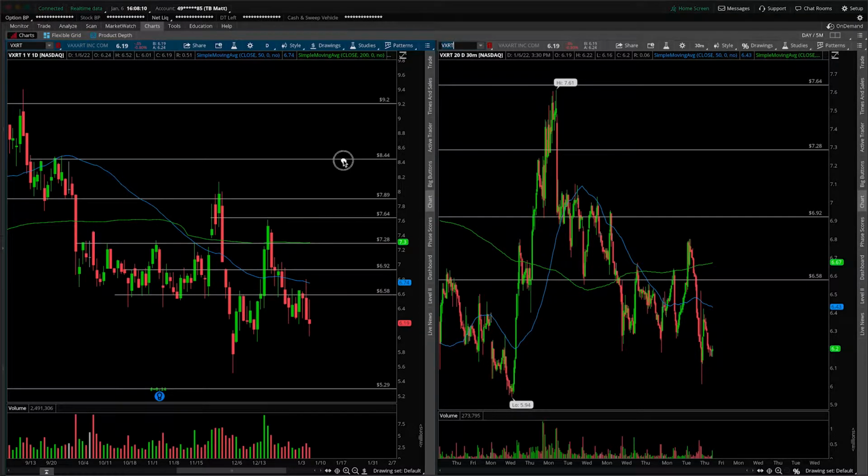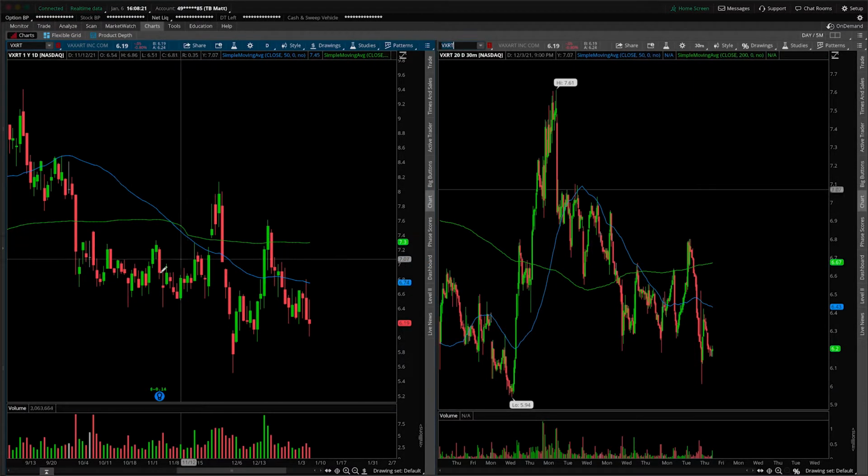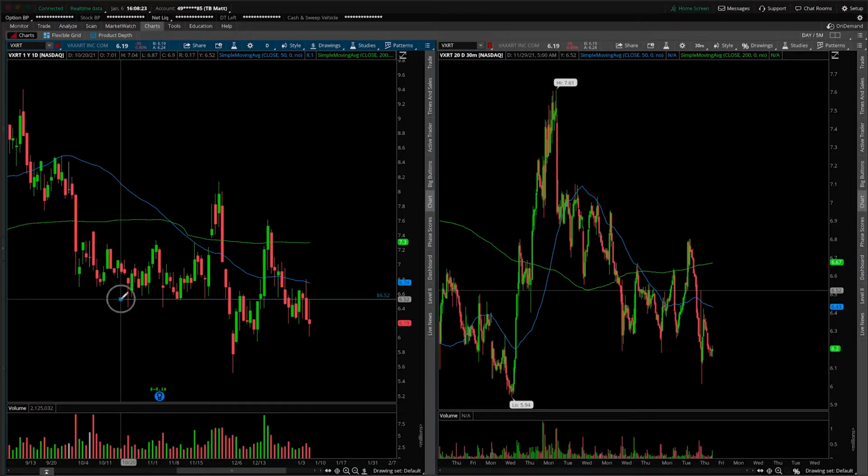On the left-hand side, we have the daily time frame, and on the right-hand side, the 30-minute intraday time frame. First things first, this will, of course, be an update. You can see some of our older levels on the chart. I want to start from scratch here with a brand new drawing from the daily time frame chart, giving ourselves that roadmap.